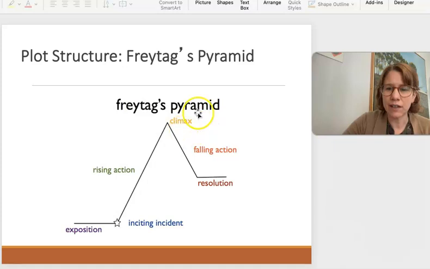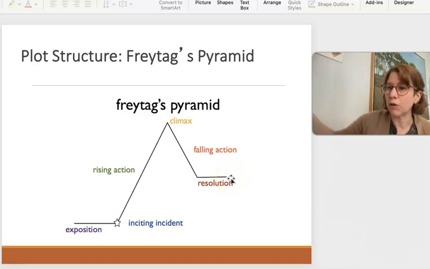And after the climactic turning point, we have the falling action. That's what happens as a result of this climactic moment. And then usually there's some sort of resolution or ending to the story. It's the new norm that's been created. So it's not the same as they started. There's going to be some sort of change to create a new normal for these characters.